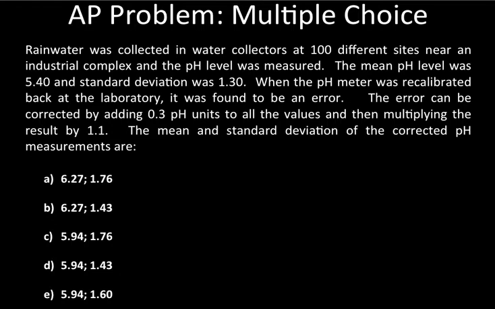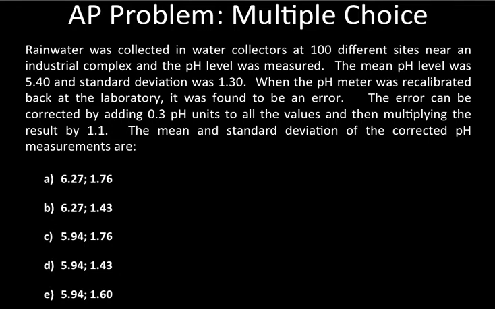When the pH meter was recalibrated back at the laboratory, it was found to be an error. The error can be corrected by adding 0.3 pH units to all the values and then multiplying the result by 1.1. The mean and standard deviation of the corrected pH measurements are, and now we figure that out. This is based on transformations of data.